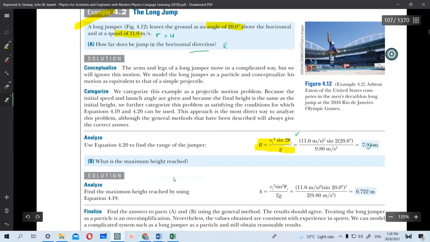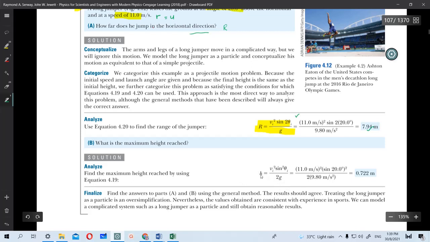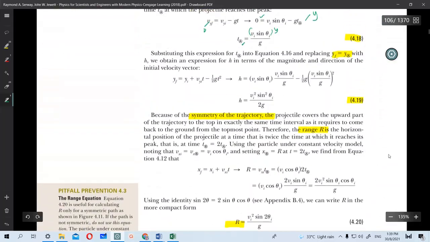By asking what will be the maximum height, it's quite direct. Use again the expression given earlier. Which one, madam? 4.19. 4.19, this one.